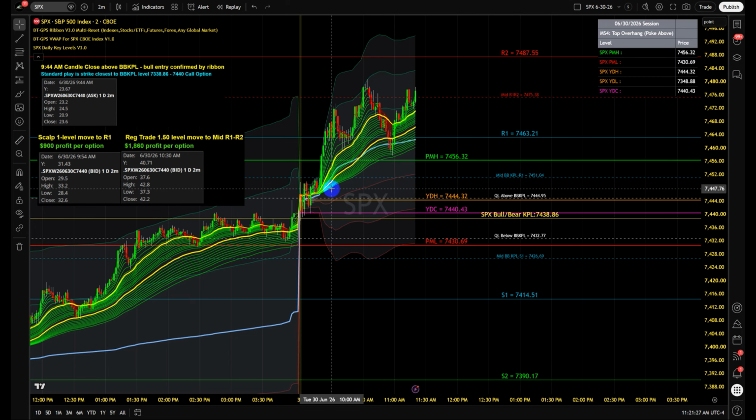Now we also have our VWAP indicator here. So the VWAP itself is this light blue line here. These are the upper bands of the VWAP and these are the lower bands of the VWAP.